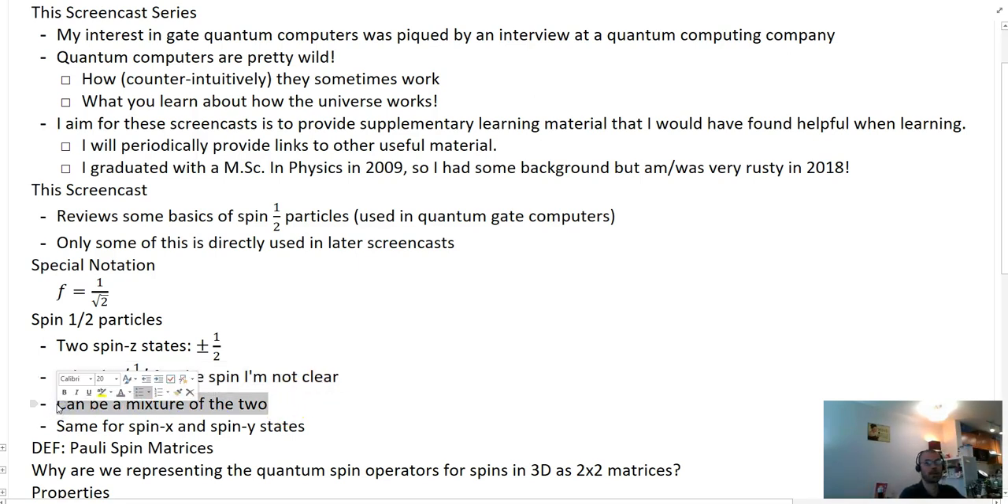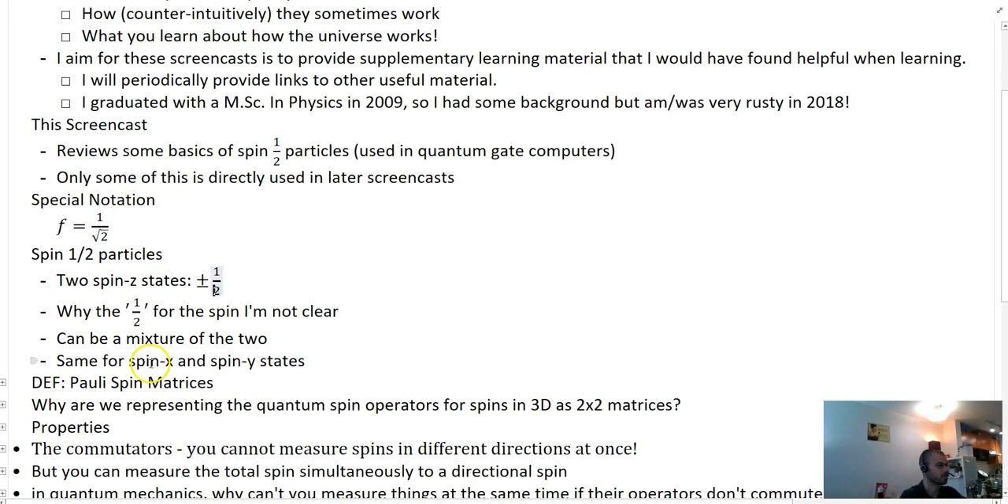And now the crazy thing about quantum mechanics is things can be a mixture of two things. So you can have a particle that's 1/2 spin up and 1/2 spin down, basically. Or it could be 3/4 spin up and 1/4 spin down. And then when you measure it, you're actually going to find either spin up or spin down, according to those probabilities, basically. But before you measure it, it acts like it's in both those states, which is part of what allows quantum computers to do all the things they can do. I was talking about spin Z states, but everything I said is the same for spin X and spin Y states.